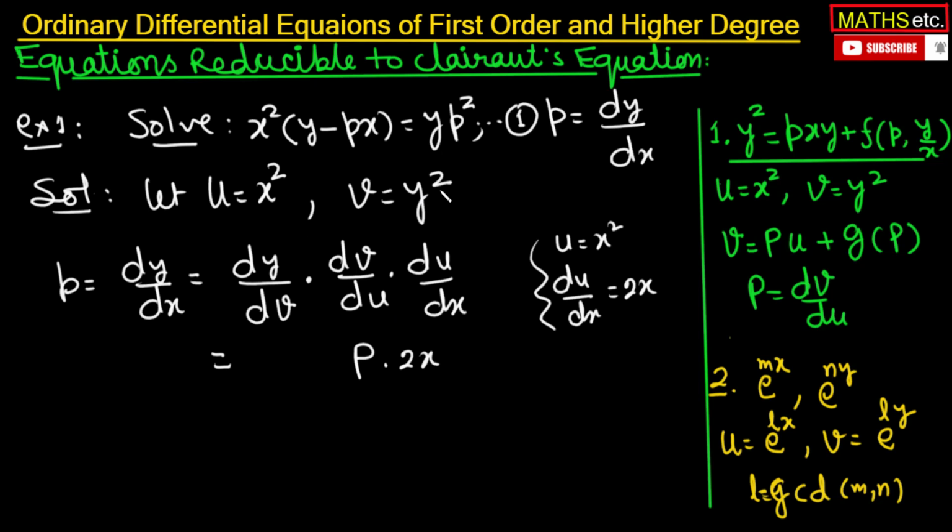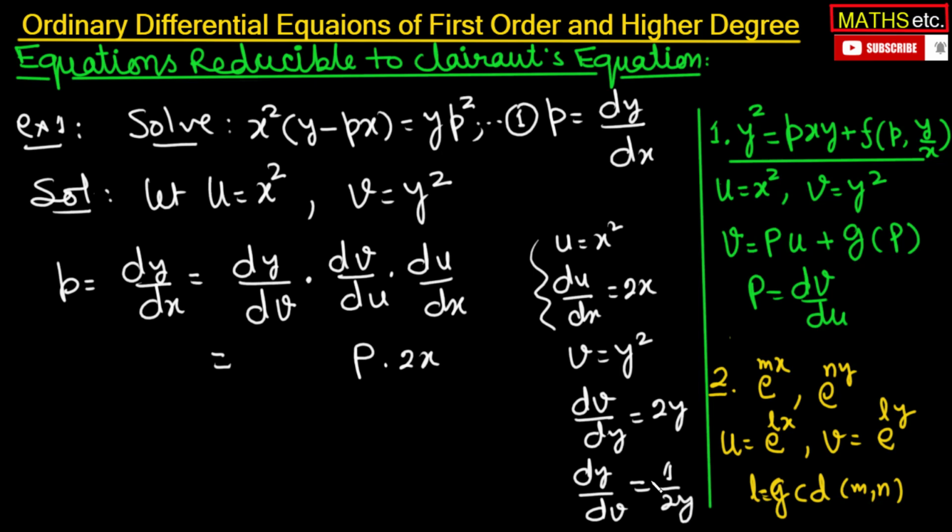Again, we have v equal to y square, so dv over dy equals 2y. By the reciprocal rule, dy over dv is equal to 1 over 2y, right? So dy over dv is 1 over 2y and du by dx we already wrote as 2x. So we have p equals, and 2 cancels out. So small p, which represents dy by dx, we can replace by P x over y, where P stands for dV over du.